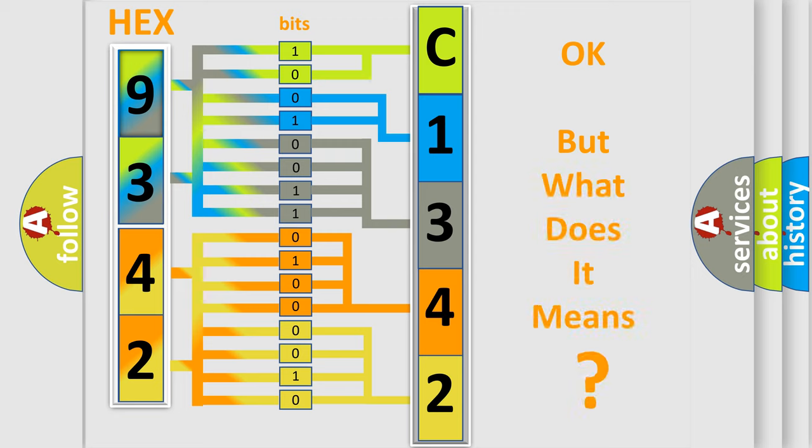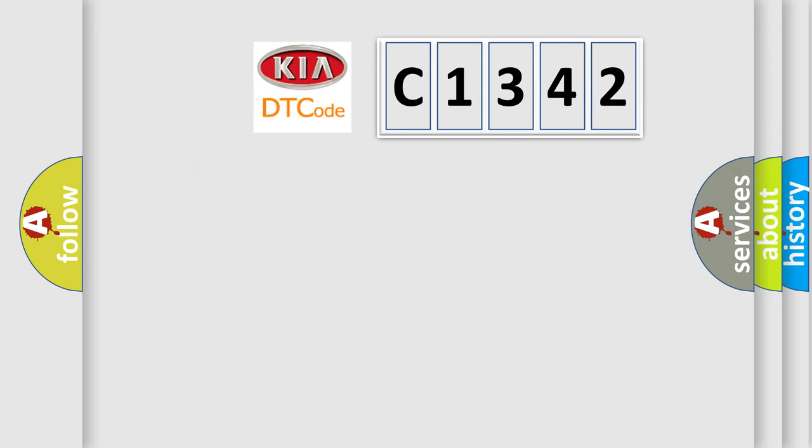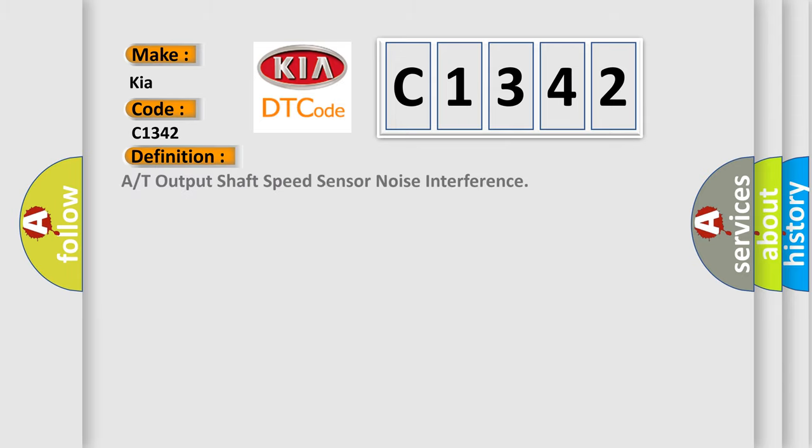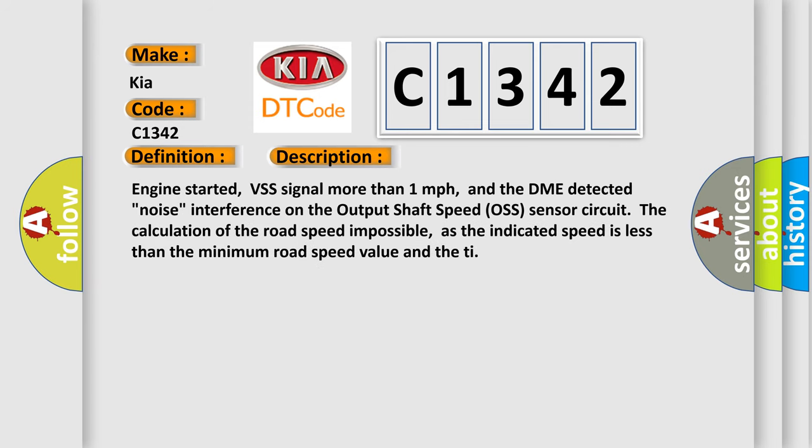The number itself does not make sense to us if we cannot assign information to what it actually expresses. So, what does the Diagnostic Trouble Code C1342 interpret specifically for Kia car manufacturers? The basic definition is the output shaft speed sensor noise interference. And now this is a short description of this DTC code.